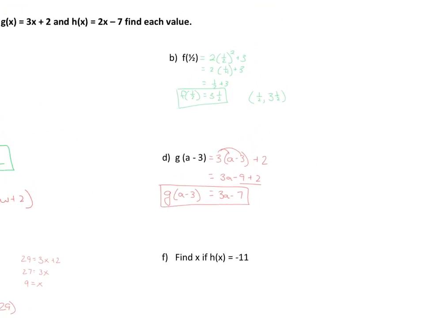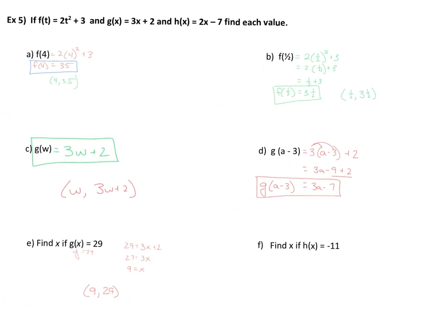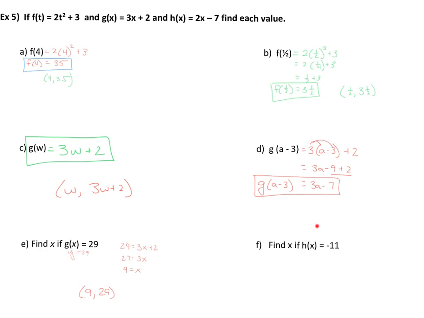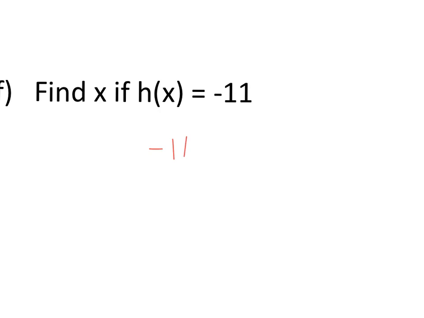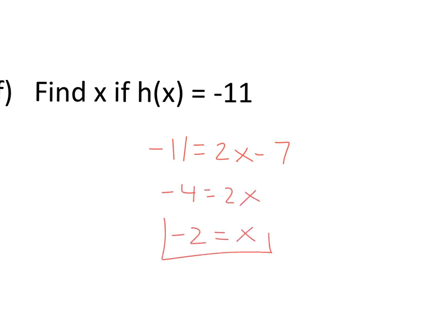So now this is saying h, so I'm actually going to use the h formula this time. So we're going to be plugging it in to h right here. Okay, so again, they're telling you h of x. They're telling you this guy is negative 11. So we're going to plug in negative 11 right here equals 2x minus 7. So negative 11 equals 2x minus 7. Now solve the equation. So I'm going to add it over and get negative 4 equals 2x, divide and end up with negative 2 for my x value.